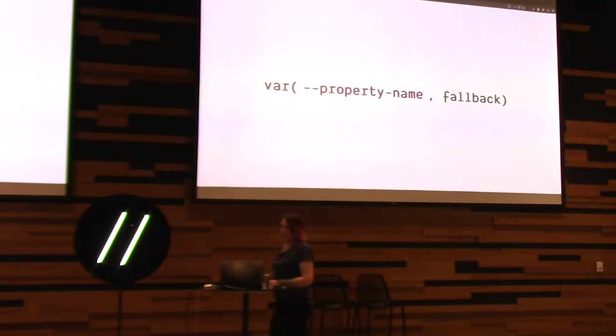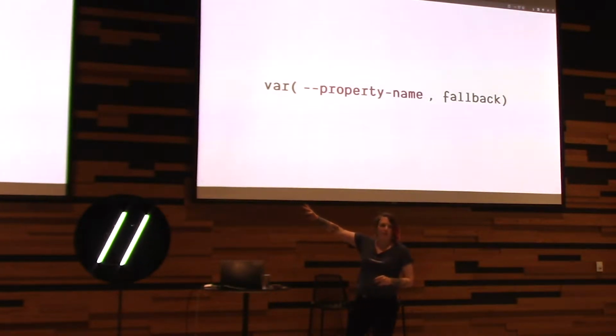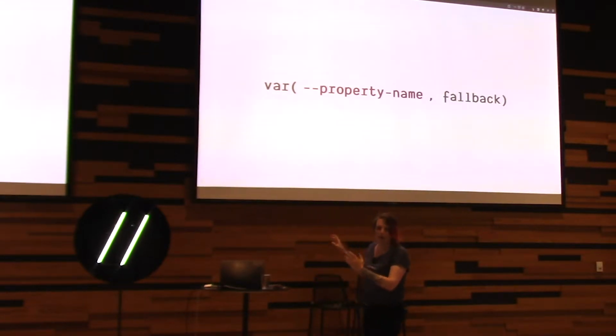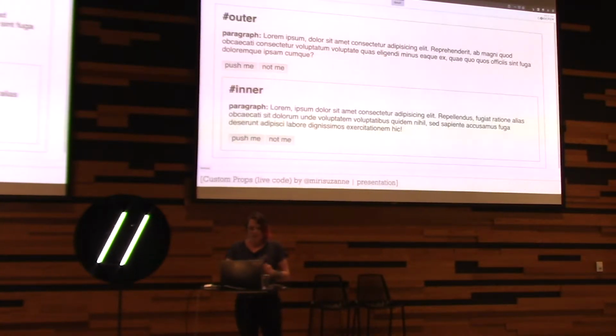And then we can call it using the var function, which takes the name of the custom property that we've created, and then after one comma, there's a fallback value. And that can be confusing if you're doing a fallback that has commas in it, but everything after the first comma is the fallback. So if you put a font stack in the fallback, it will work all as one fallback. That's roughly how they work. We're gonna play with them.